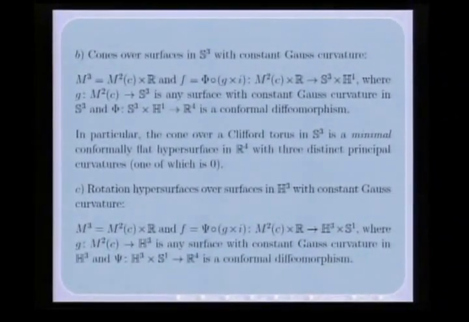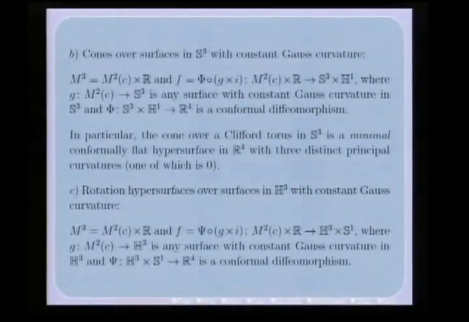And you compose this product immersion with this new conformal diffeomorphism, which now, its image omits this asymptotic boundary of hyperbolic space. It's a conformal diffeomorphism. And the image of this immersion is a rotation hypersurface over this surface you started with. So these are simple examples of conformally flat hypersurfaces in R4 which have 3 distinct principal curvatures.